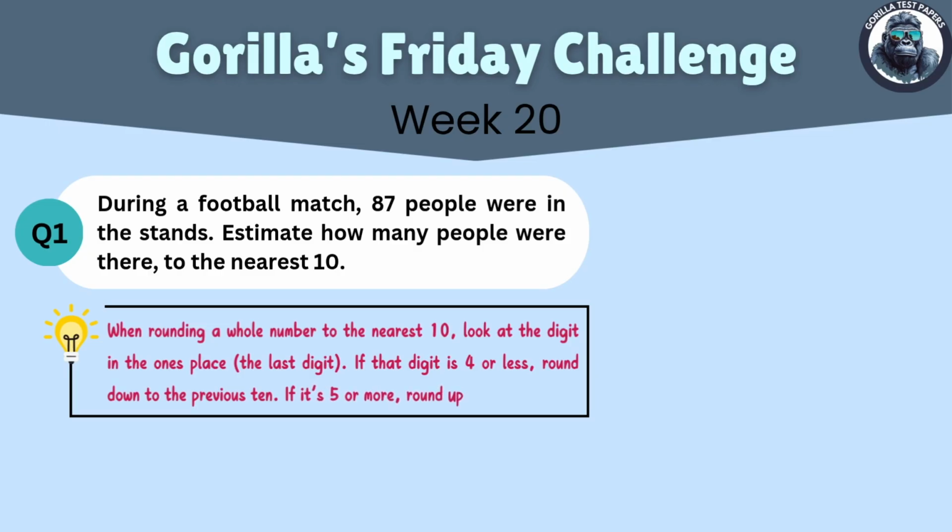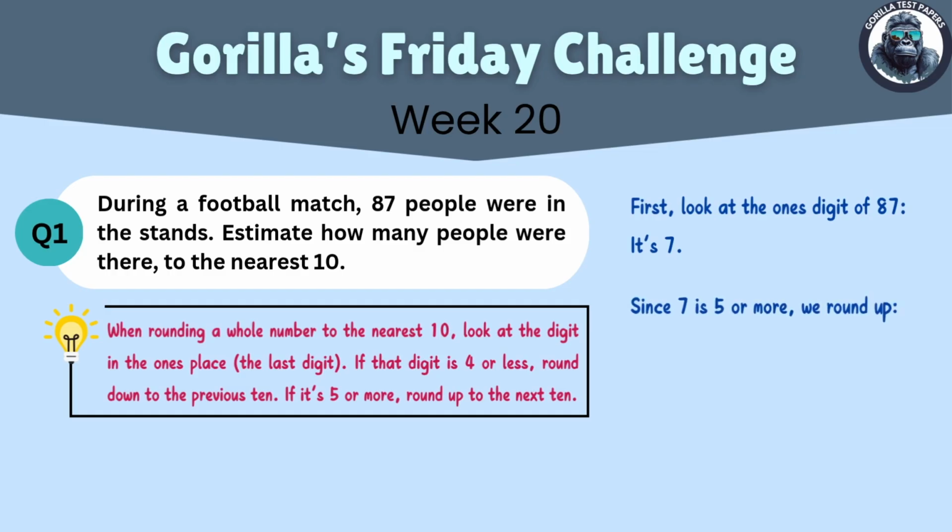So first, let's look at the ones digit of 87, which is 7. And since 7 is 5 or more, we round up to the next 10. So therefore, 87 rounds up to 90. This is the answer for this question.